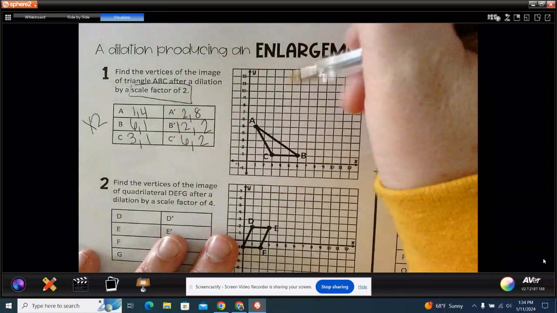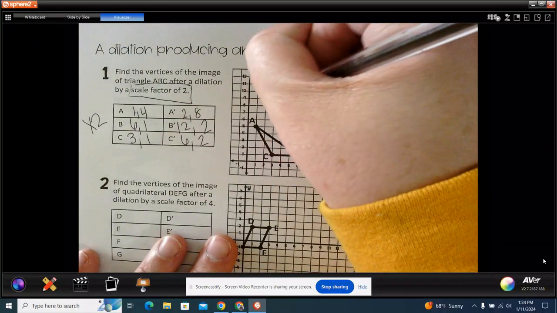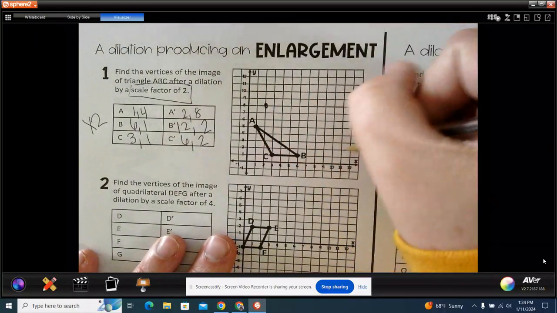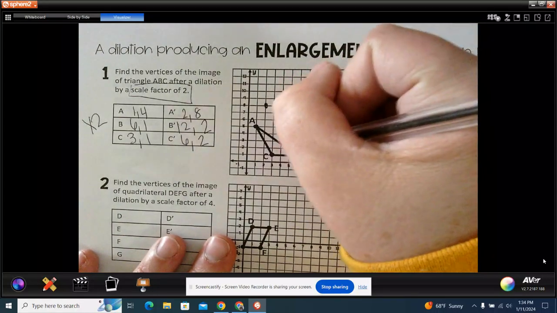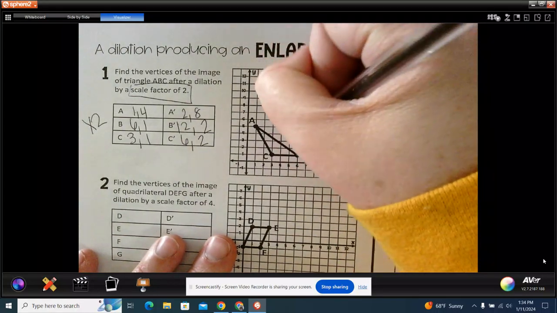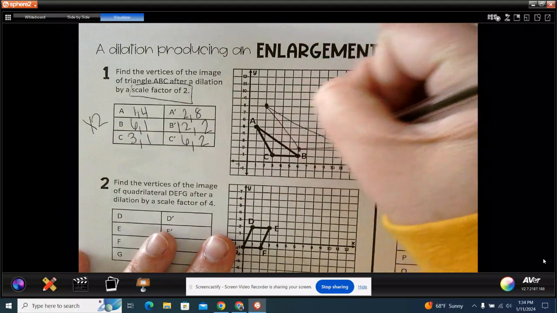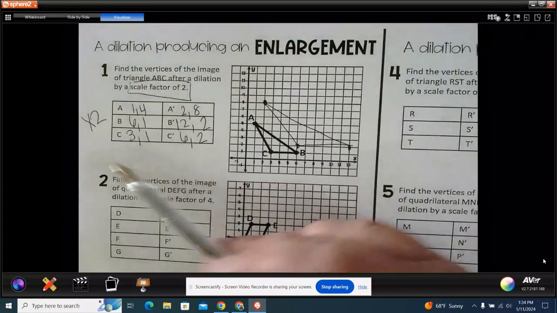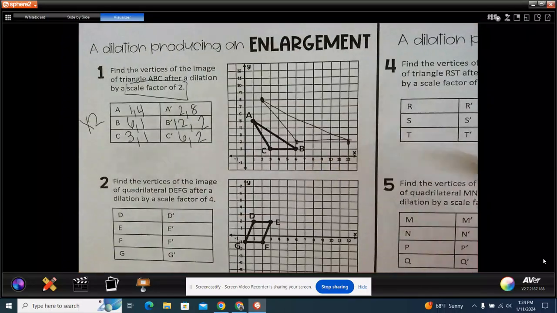And so when we graph our image, we will now have a larger triangle. So you can see that the image has enlarged. And the 2 means it is doubled in size.